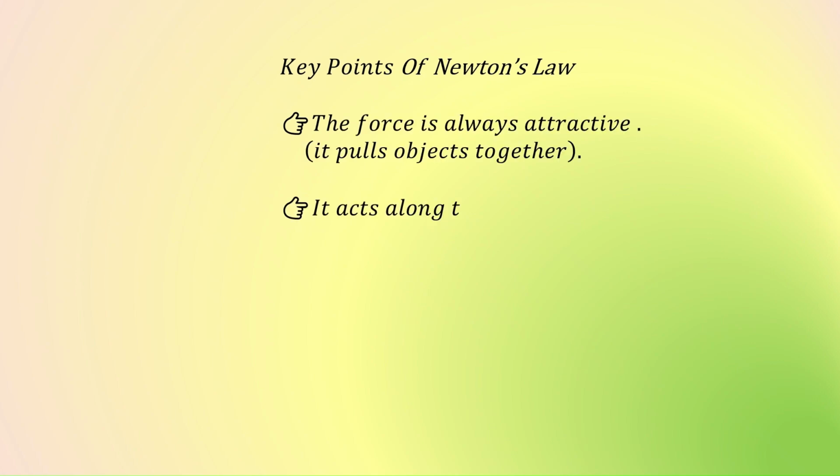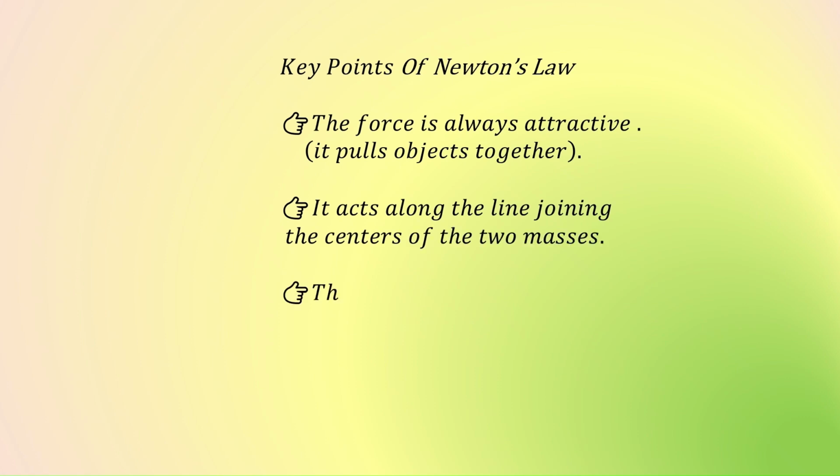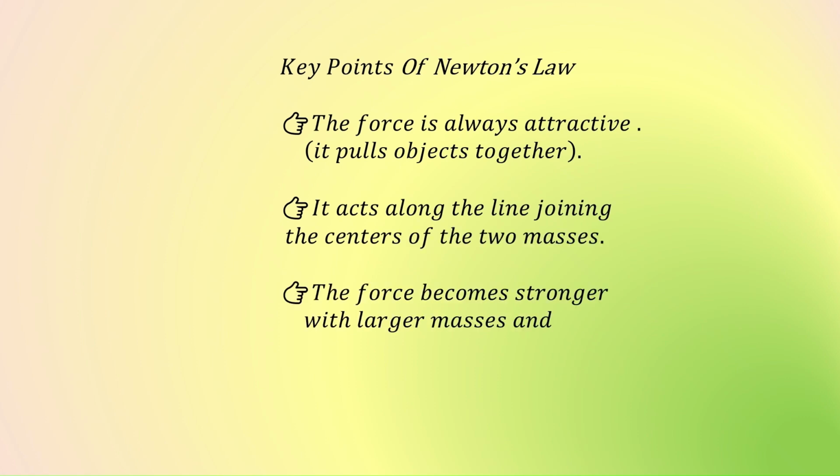Here are the key points of Newton's law of universal gravitation. First, gravity is always an attractive force. It pulls objects closer together. Second, this force acts along the line that connects the centers of the two masses. And finally, the force becomes stronger with larger masses, and weaker as the distance between them increases. Simple rules that control the motion of the entire universe.